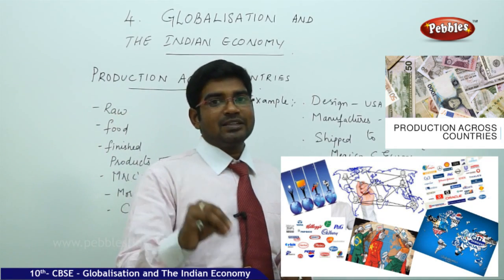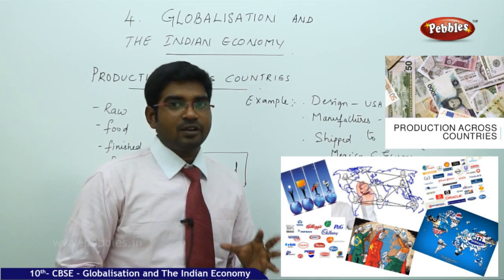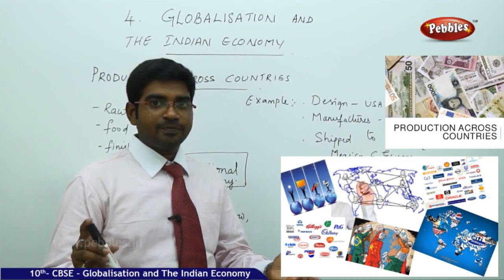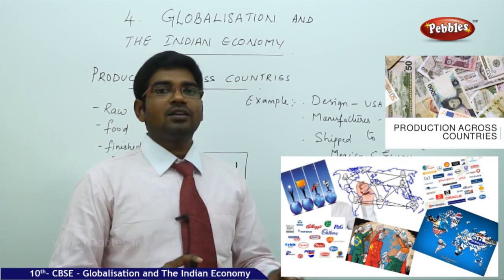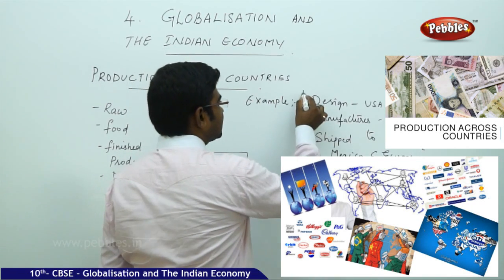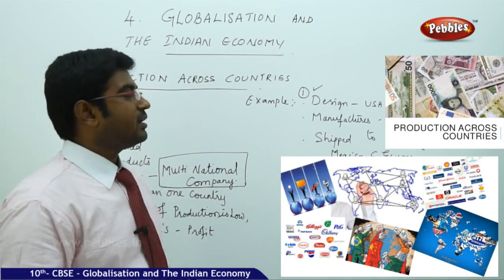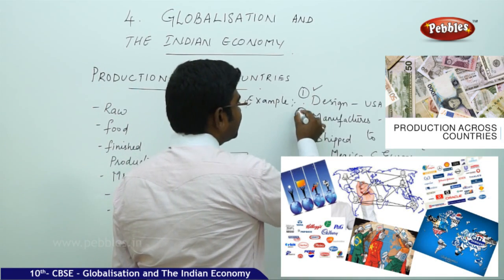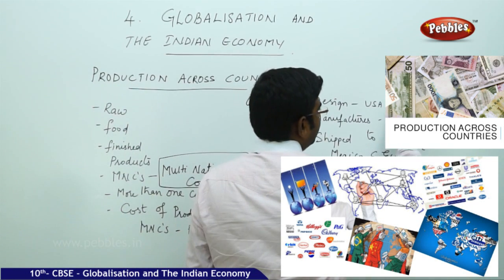Let us see an example of this. For example, take a car company which sells its products all over the world, but the design of the car is done in the United States of America, where the first step of the work will be done. After the designing is done in the United States, the second step is that the designed parts are manufactured in China.